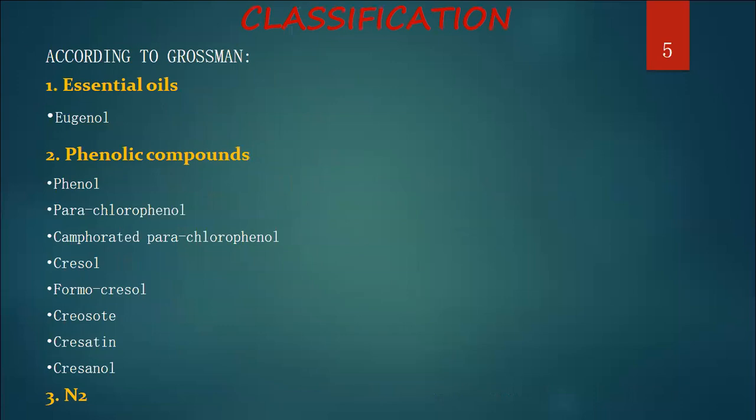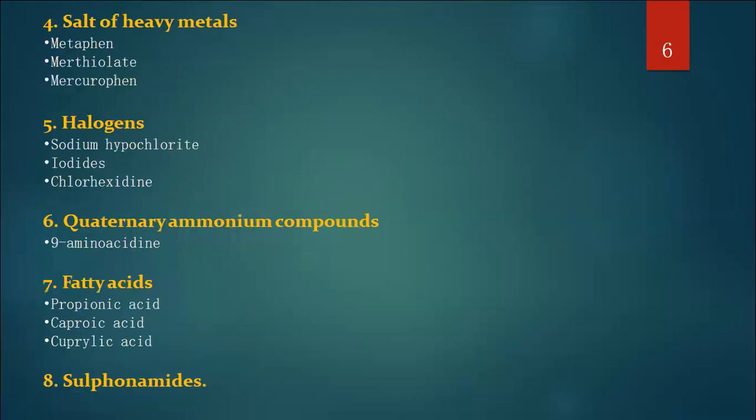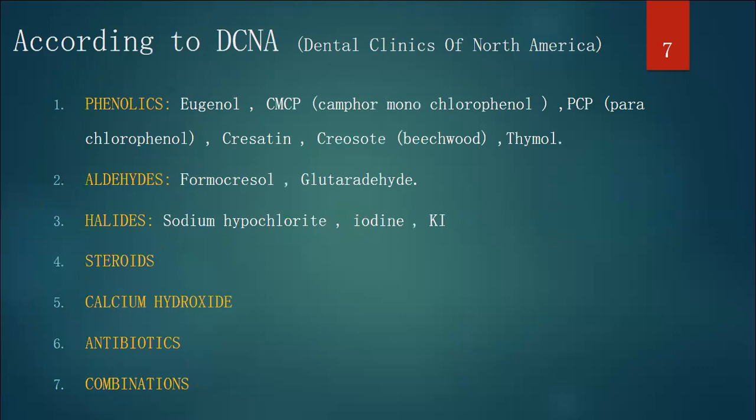Now the classification. According to Grossman, essential oils involve eugenol. Phenolic compounds: phenol, parachlorophenol, camphorated parachlorophenol, cresol, formocresol, creosote, cristatin, and crisanol. Nitrogen. Salts of heavy metals: metaphen, merthiolate, mercurofen. Halogens: sodium hypochlorite, iodides, chlorhexidine. Quaternary ammonium compounds involve 9-aminoacridine. Fatty acids involve propionic acid, caproic acid, and caprylic acid. Sulfonamides.